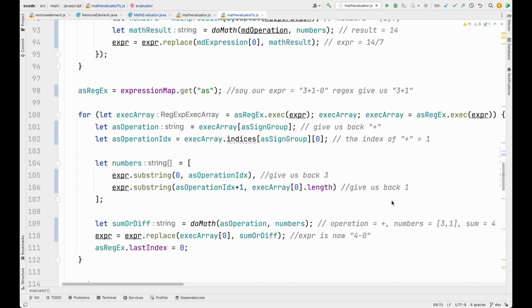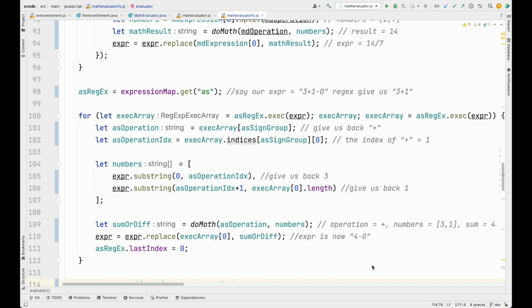And then again, we replace the original expression, which was 3 plus 1 minus 0, with now 4 minus 0, because we want to substitute the 3 plus 1 portion of it with the sum that we just got. And then we go back up to the top and we repeat the same process, but remember, we're going to be doing subtraction this time because our expression is now 4 minus 0.